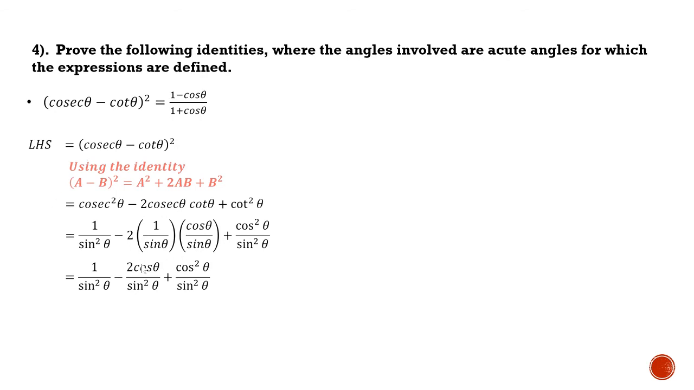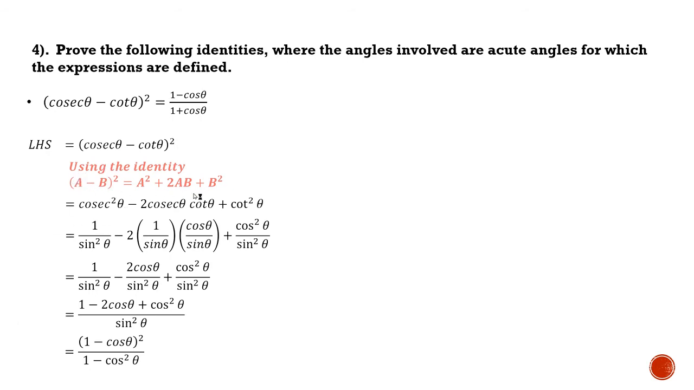Okay, and now we have a common denominator, so we can easily write down the numerator collectively as 1 minus 2 cos theta plus cos square theta divided by sine square theta. Okay, so the numerator is now written as 1 minus cos theta whole square. How is this possible? For that you should know the identity once again.